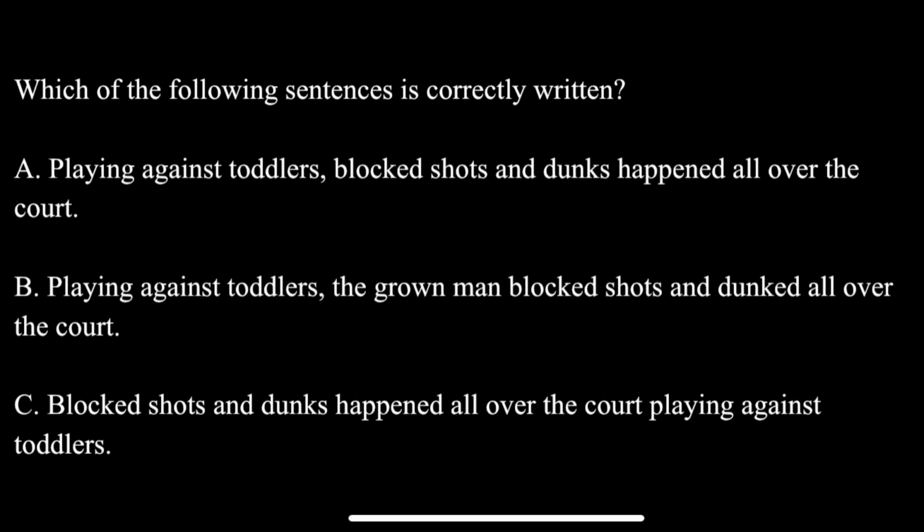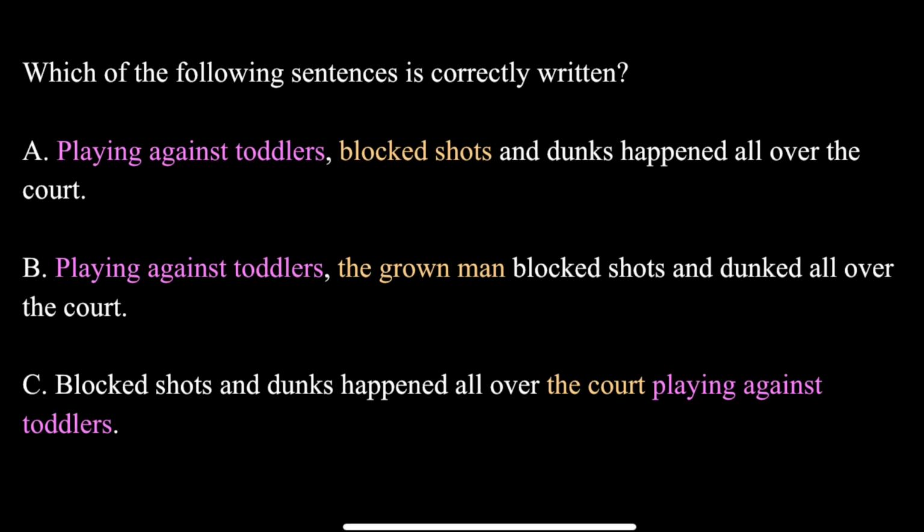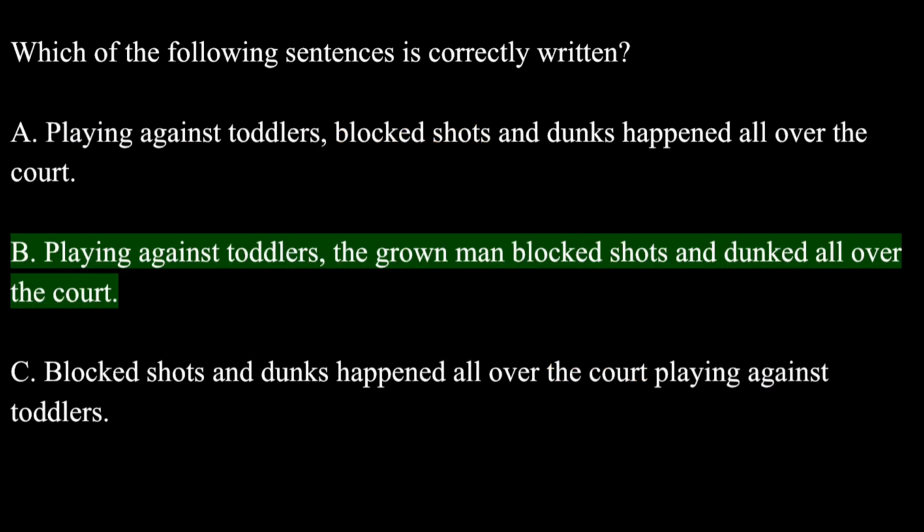All right, so as you look at those sentences, which one does not have a misplaced or dangling modifier? If we highlight the phrase playing against toddlers in each sentence, it makes this a little simpler. Take a look at the word that playing against toddlers is describing. Which one of those is correct? Good. B, playing against toddlers, the grown man blocked shots and dunked all over the court.